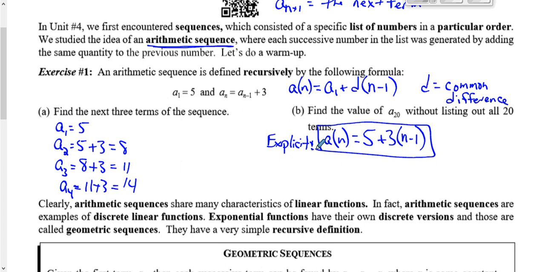If you remember, when you had a recursive formula, the only way to find the 20th term was to list them all out, right? Remember doing that? But if we had an explicit formula and you want to find the 20th term, what do you do? Now it's like function notation. So they want to find which term? The 20th. So A sub 20, the 20th term of this sequence, is going to be 5 plus 3 times what? 19, right? 20 minus 1 is 19. And what's that give us?